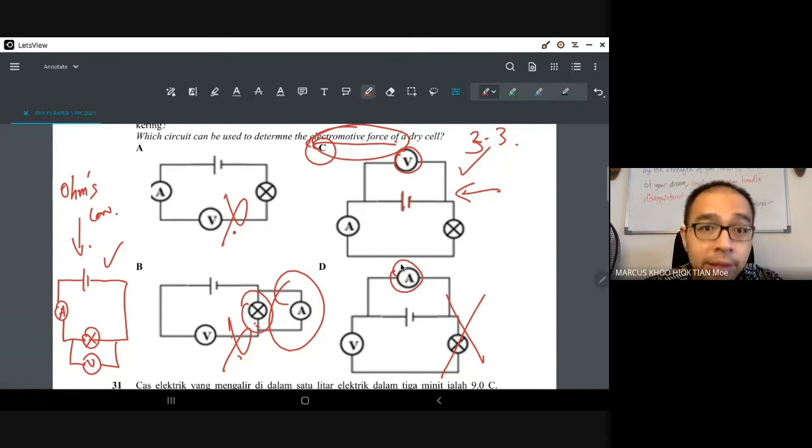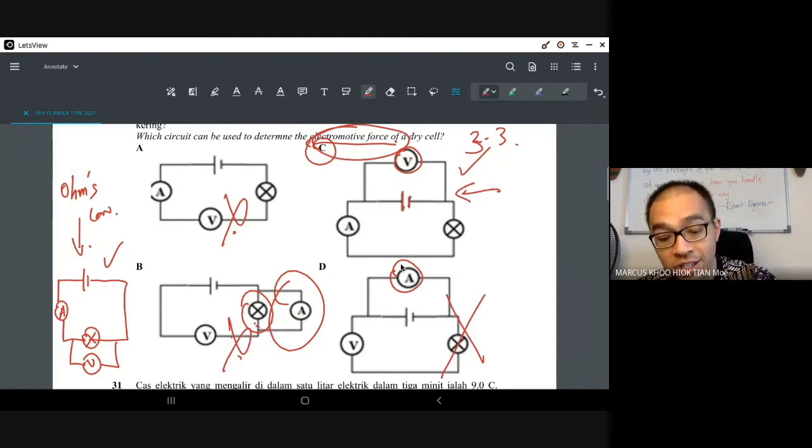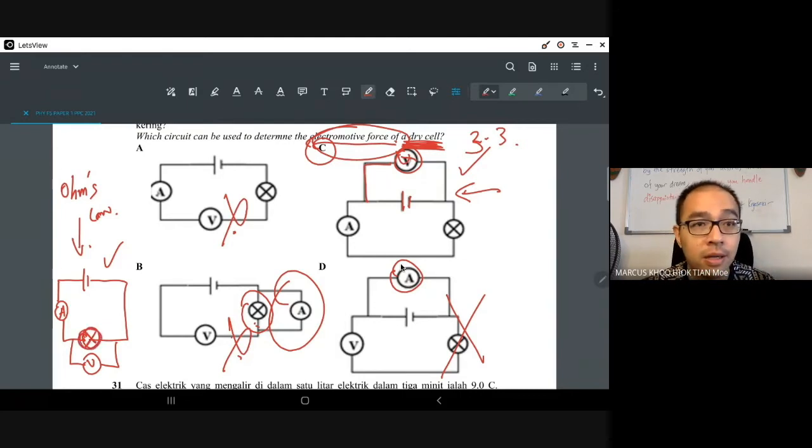We need to be very clear about this. There's only one difference, where the voltmeter is parallel to. In the electromotive force of a dry cell, then you need to put the voltmeter with the dry cell. Ohm's law is the resistance of the light bulb or the resistor. So you put the voltmeter parallel to the light bulb or the resistor. Okay, that is for Ohm's law.